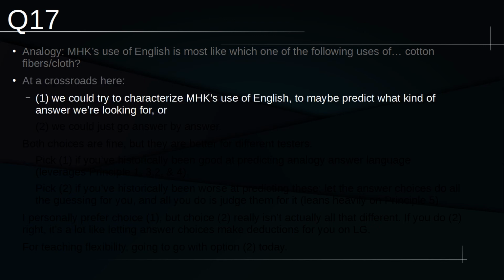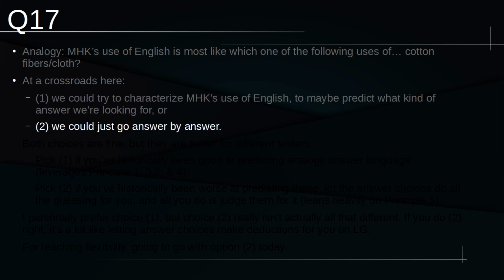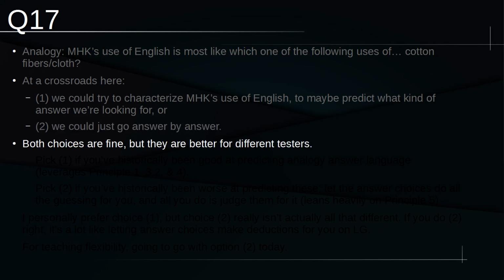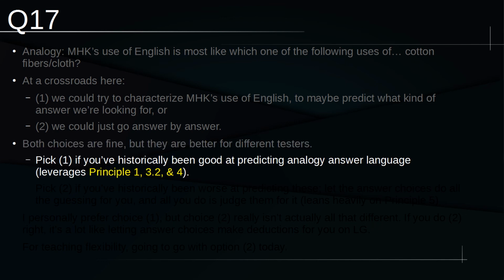Our first option is we could try to characterize MHK's use of English to maybe predict what kind of answer we're looking for. Or option 2 is that we could just go answer by answer. Both choices, I would say, are fine, viable, and equally valid, but they are better for different testers, I think. I would say pick choice 1 if you've historically been good at predicting an analogy answer language.